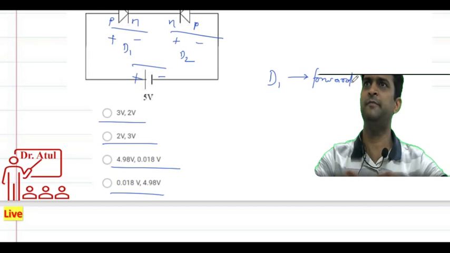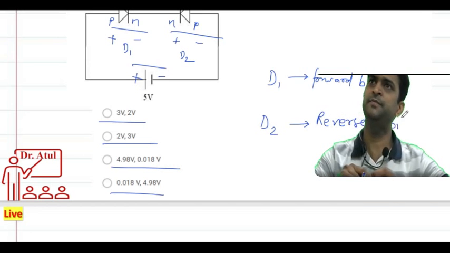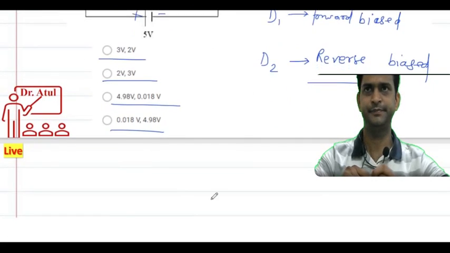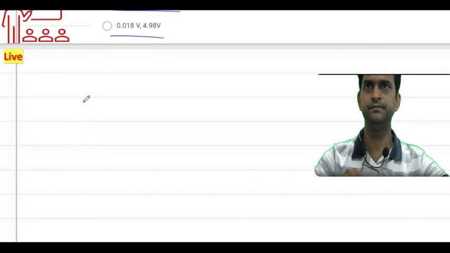First, let all of you write down which diode is forward biased and which is reverse biased. D1 is forward biased, and D2 will be reverse biased. Correct. So D1 is forward biased and D2 is reverse biased.